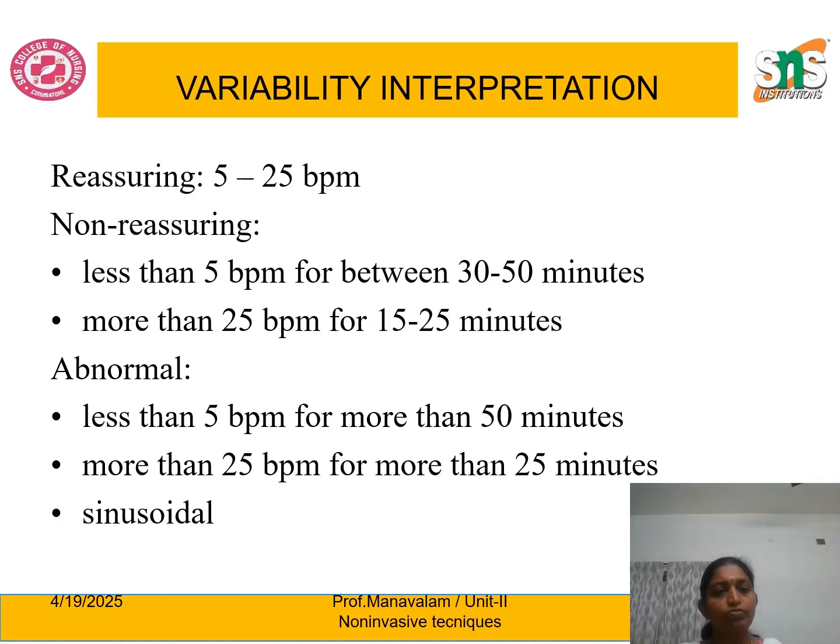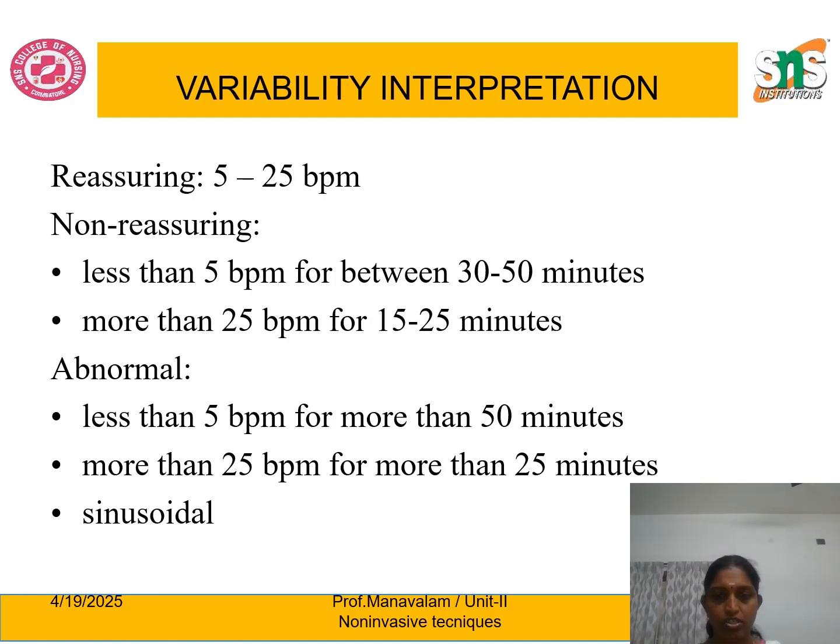The conditions that come under abnormal are: the baseline variability is less than 5 beats per minute for more than 50 minutes, or more than 25 beats per minute for more than 25 minutes, or it is a sinusoidal pattern.